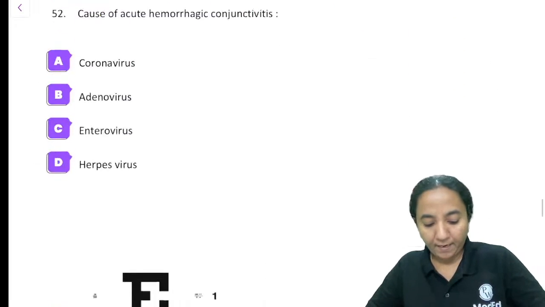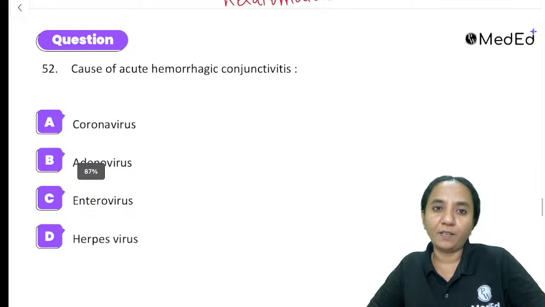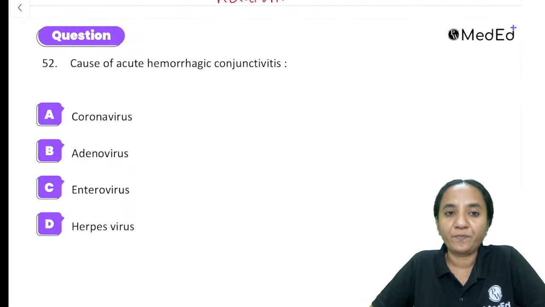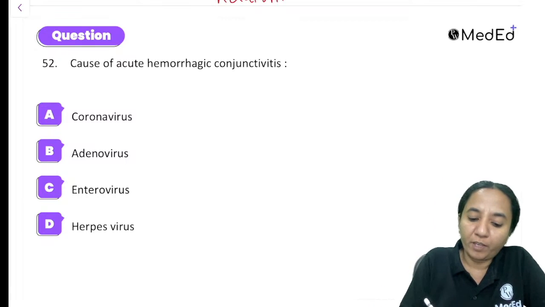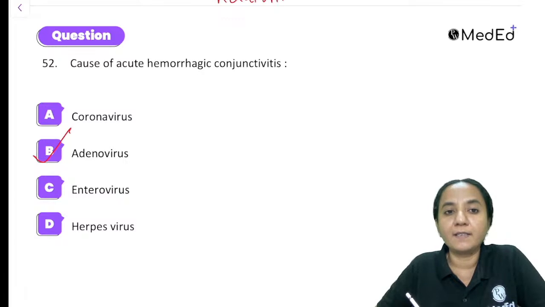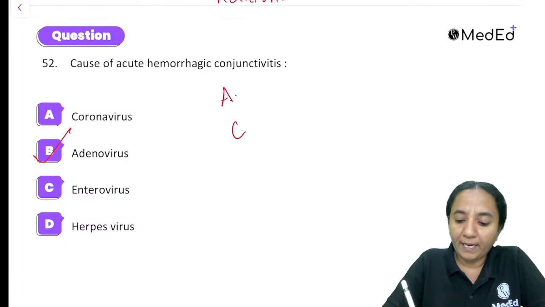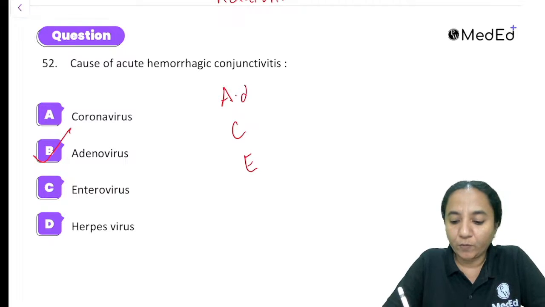Okay? Now the last of the MCQs. What is the cause of hemorrhagic conjunctivitis? Again, common and important question. The most common cause of acute hemorrhagic conjunctivitis is adenovirus. So see, the causes are actually ACE. A stands for the commonest cause, that is adenovirus.